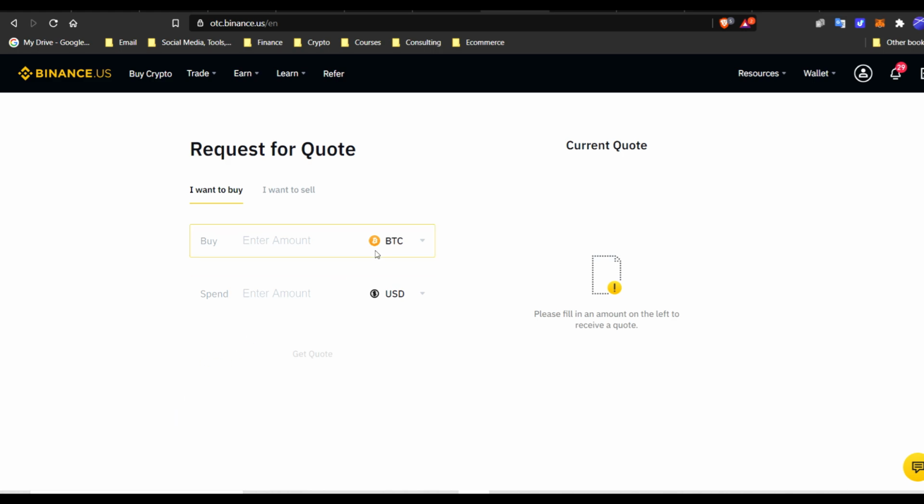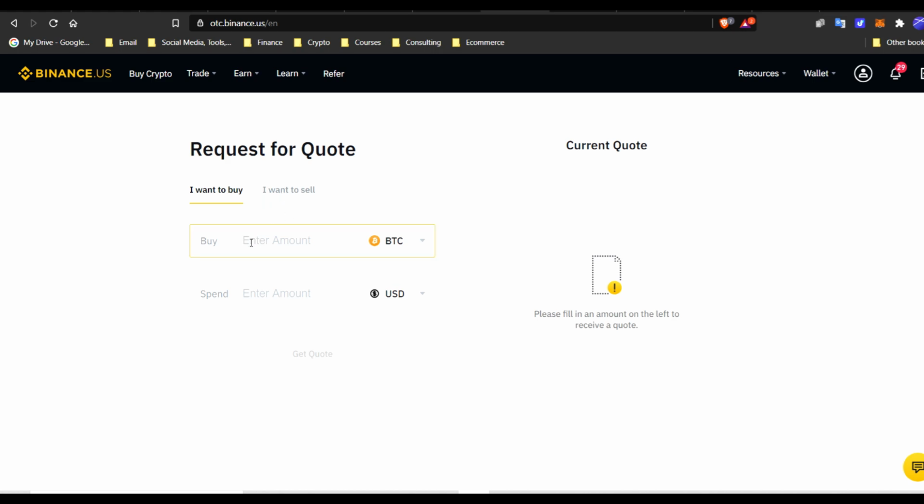So for this example, we're going to keep it super simple. We can buy or spend. Notice I want to buy, I want to sell. Pretty easy to figure out, and I encourage you guys to play with this type of interface as well before using it with real money. So we have Bitcoin. You can pick your options of crypto that you want to purchase. Let's just do Bitcoin and keep it simple.